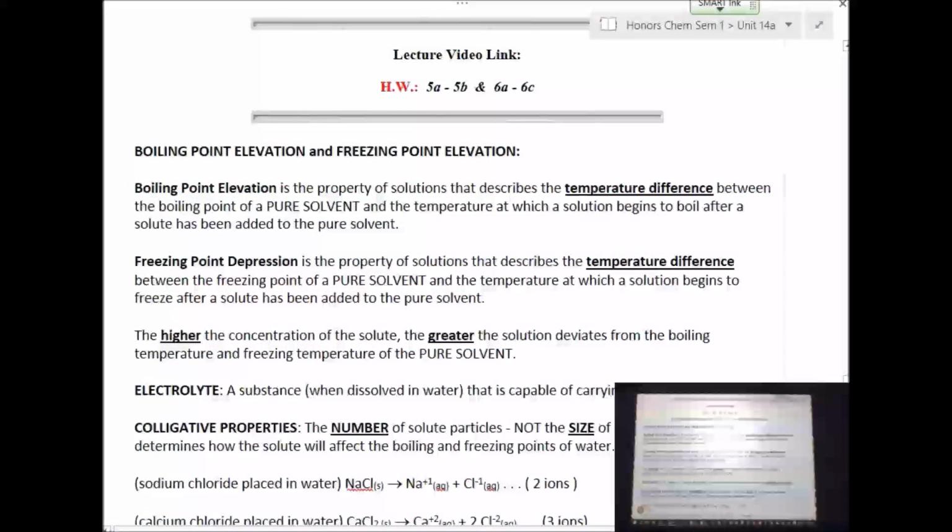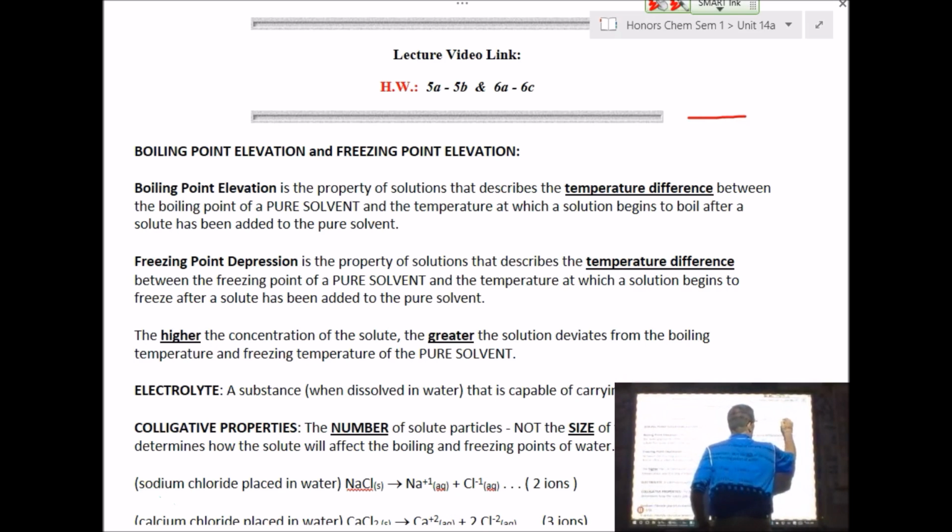Today we're going to talk about boiling point and freezing point changes. When you add something to water, it will change the temperature at which it freezes or the temperature at which it boils. And that change has some variables associated with it. In some cases, if you look at ionic compounds, it'll change it a little bit more than if you look at molecular compounds. Again, it's the difference in the change in temperature from what it normally boils at. So we'll be using water for all of this.